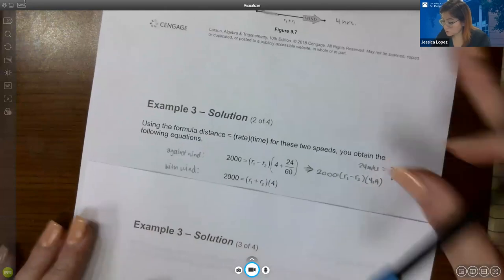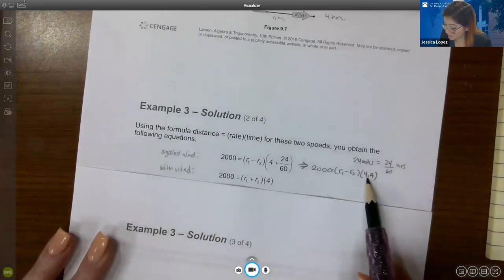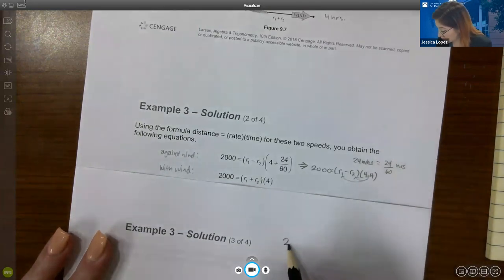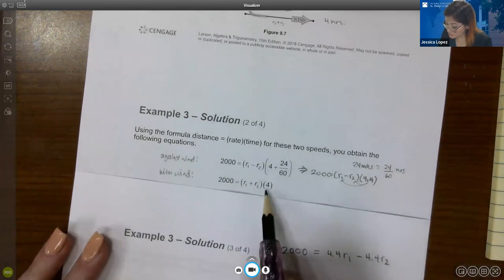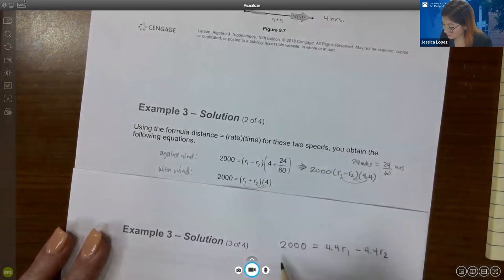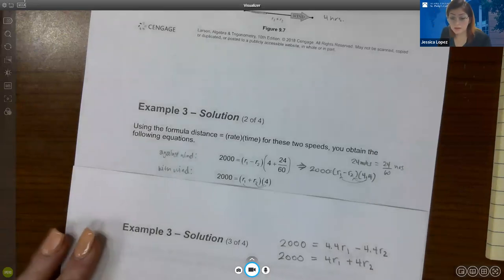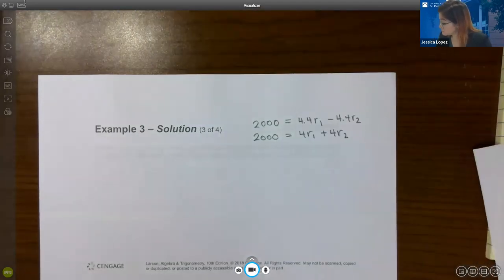Okay. So what we're going to do is I'm actually going to clean this up a little bit. I do have a binomial times a monomial. So I'm going to distribute this. What I'm going to end up with is 2,000 equals 4.4 R1 minus 4.4 R2. The bottom equation, if I take this 4 and distribute that, is going to be 2,000 equals 4R1 plus 4R2.